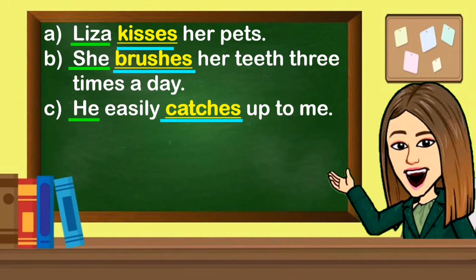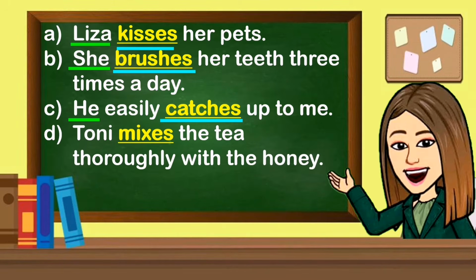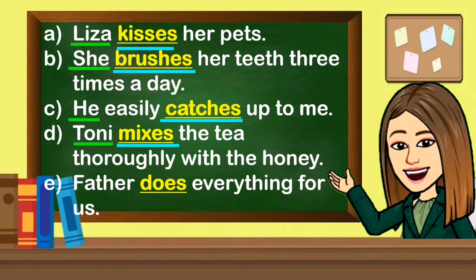Next, Tony mixes the tea thoroughly with the honey. Tony is the subject and mixes is the verb. We add also es to the word mix to form simple present tense, which is mixes. And lastly, Father does everything for us. The subject is father and the verb is does. So we add es to the word do to form simple present tense, which is does.